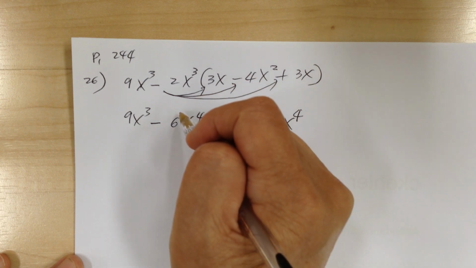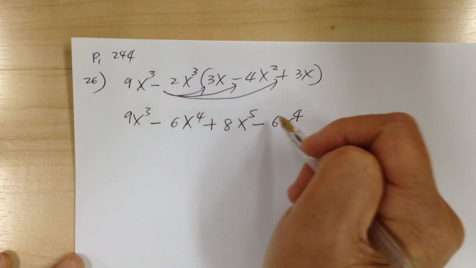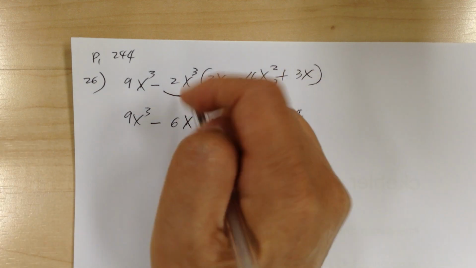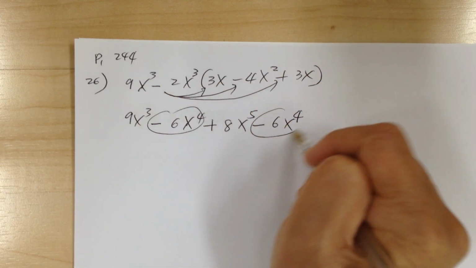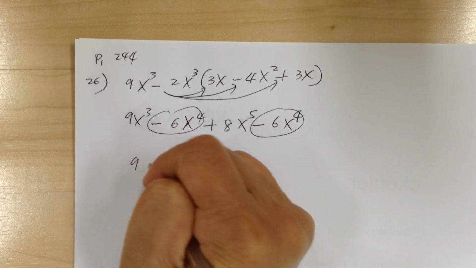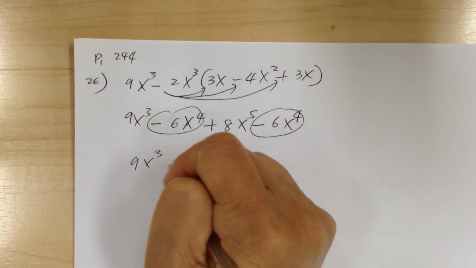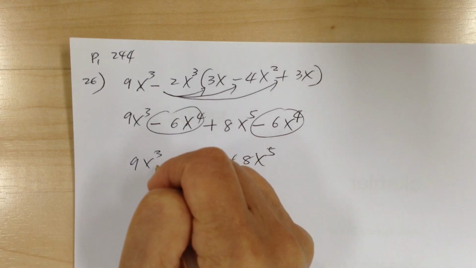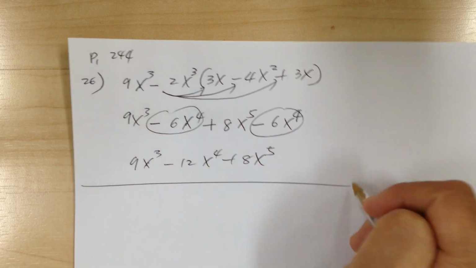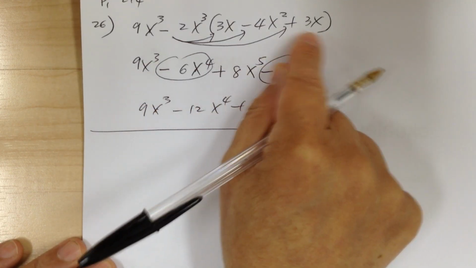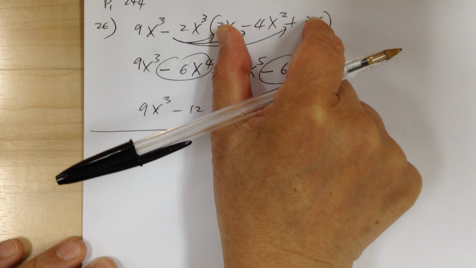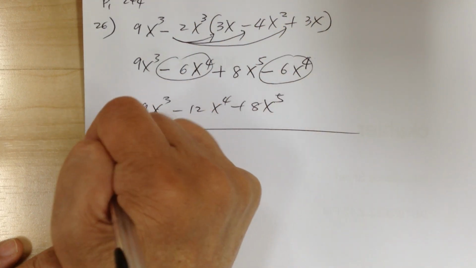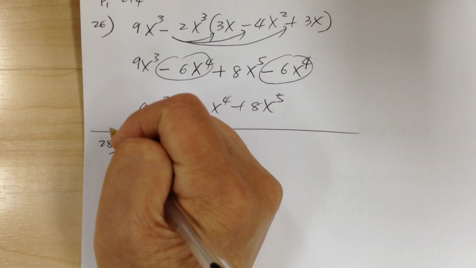Okay. So this one and this one you can combine. So 9x to the 3, and this one would be minus 12x to the 4 plus 8x to the 5. Okay. Now you also notice there's a like term, so you can combine the like terms first before you distribute, or you can distribute and combine the like terms. Either way, it's fine. Okay, let's go to 28.